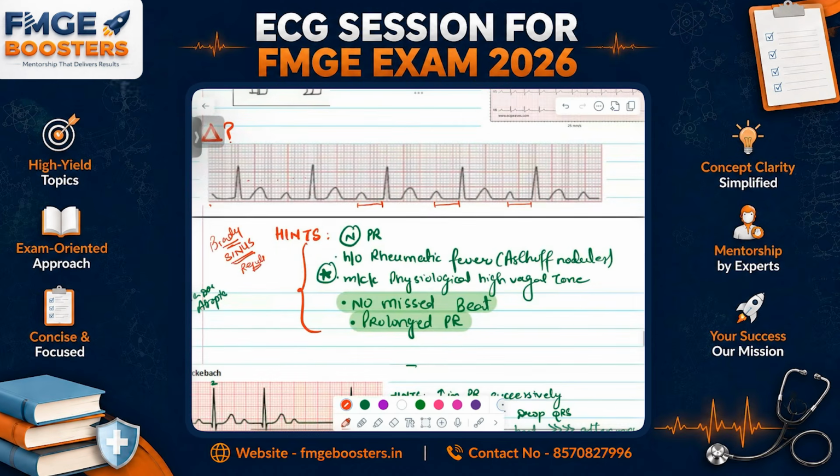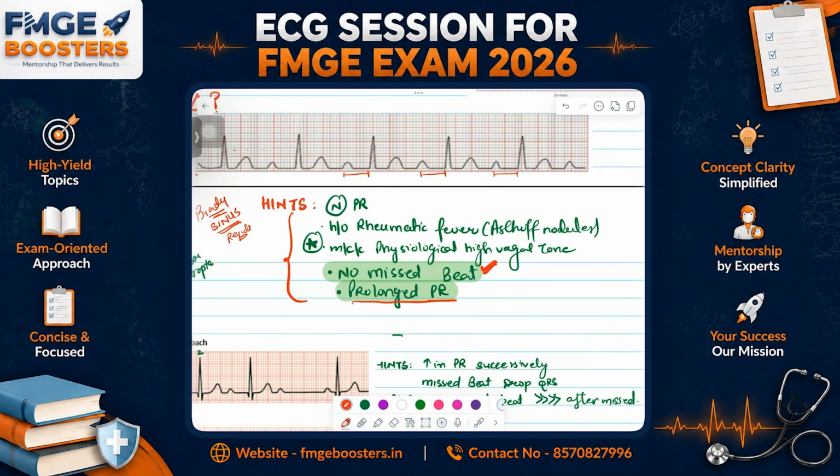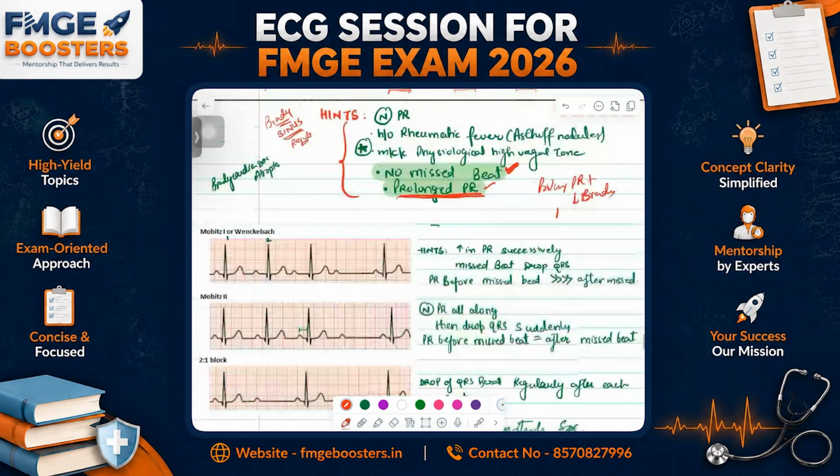There is no missed beat. See, it is PQRST, PQRST, PQRS. There is no missed beat. It is going right. All the beats are coming. The only problem we are having is prolonged PR. If you see prolonged PR plus brady, what is the diagnosis here? It is first degree heart block. Clear, everyone? Is it clear? If there is just prolonged PR plus bradycardia, no missed beat, it is first degree. Now let's talk about this one.